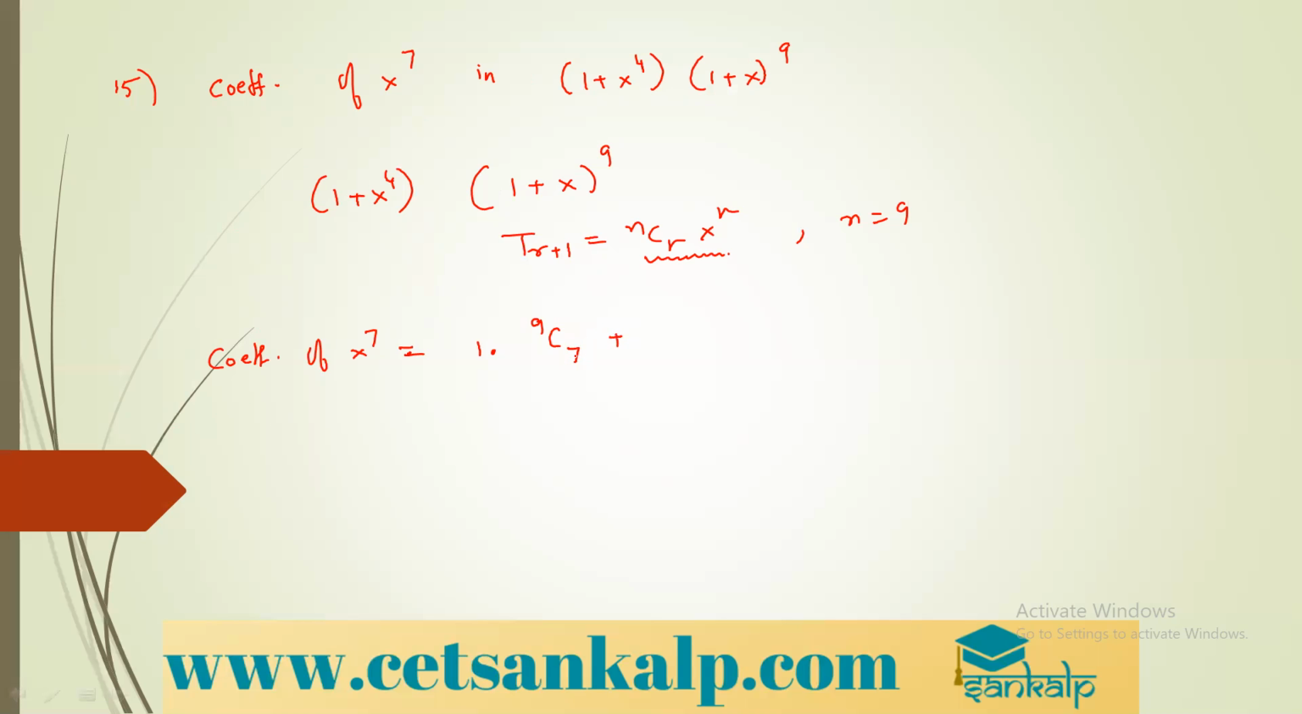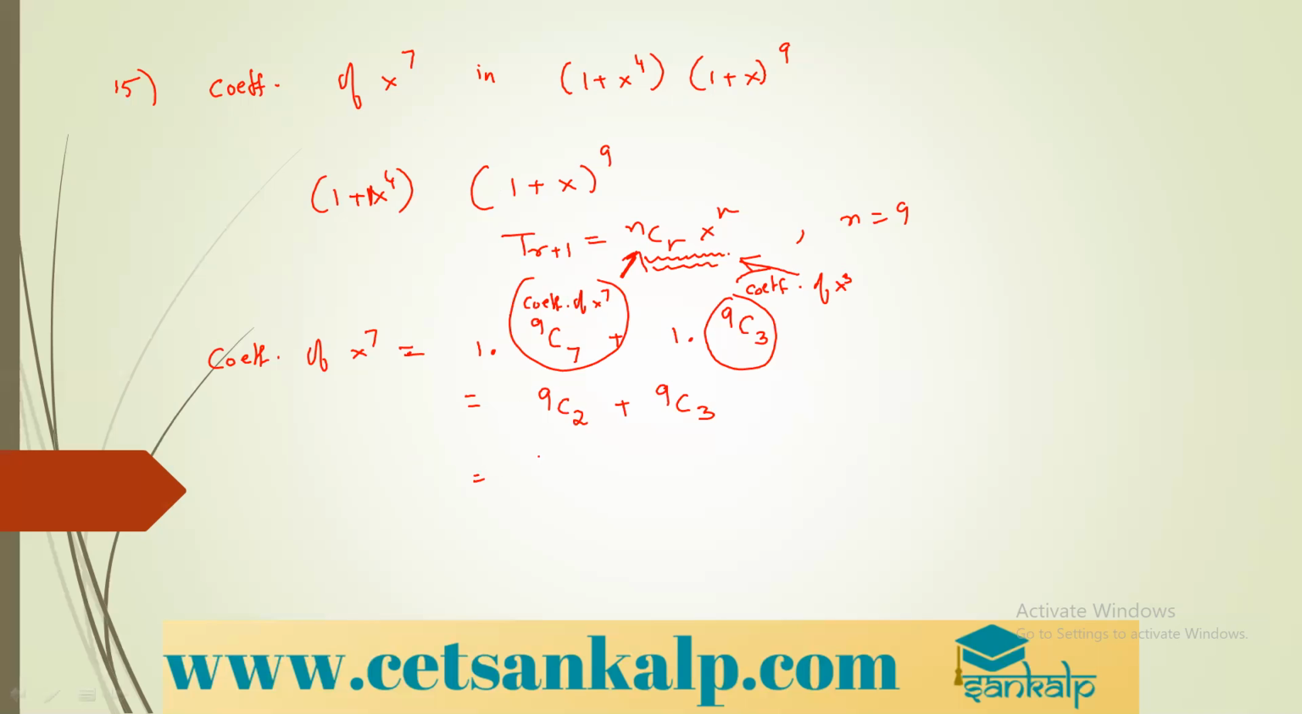Then plus, in x^4 also I have 1. That 1 has to be multiplied with the coefficient of x cube. So 9C, r is 3. So this is the coefficient of x^7. That is what we have to find. So 9C7 is 9C2 plus 9C3. Remember, here I am taking the coefficient of x^7 with the help of this. Here I am taking the coefficient of x cube with the help of this.